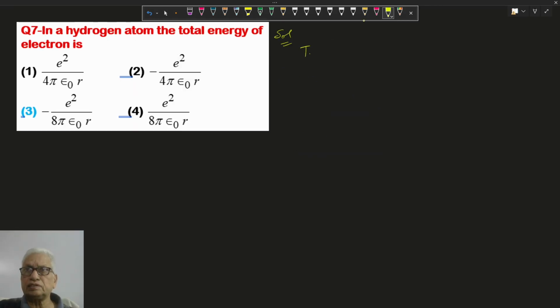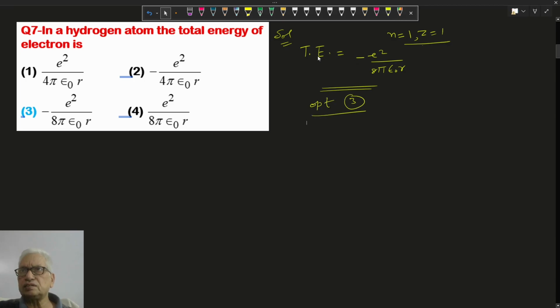The expression of total energy, for n equal to 1 and z equal to 1 for the hydrogen atom, the formula here is 8 pi epsilon naught r. N equal to 1, z equal to 1. So option D. We should learn all these formulas first.